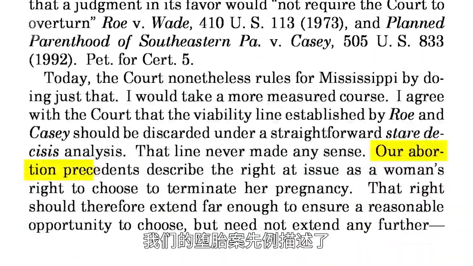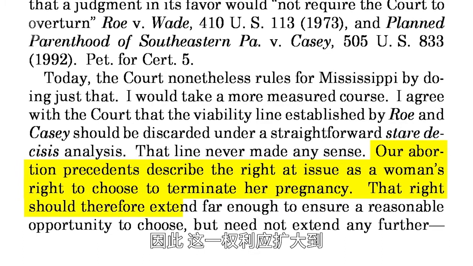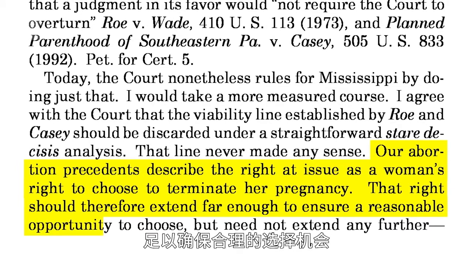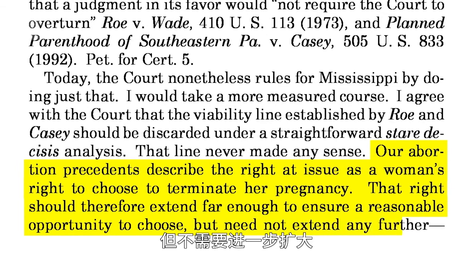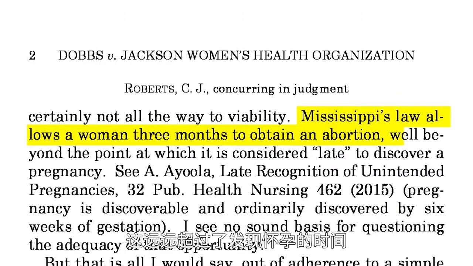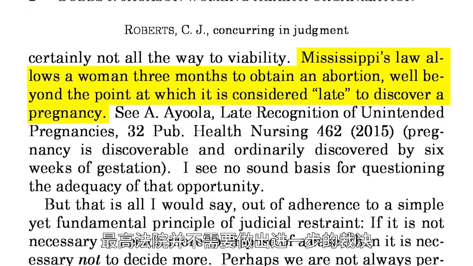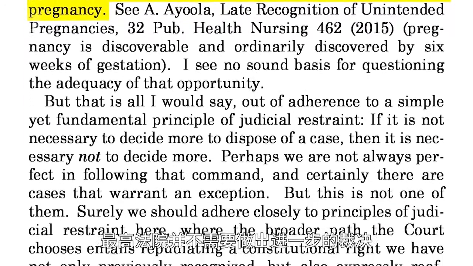Our abortion precedents describe the right at issue as a woman's right to choose to terminate her pregnancy. That right should therefore extend far enough to ensure a reasonable opportunity to choose, but need not extend any further. Mississippi's law allows a woman 3 months to obtain an abortion, well beyond the point at which it is considered late to discover a pregnancy. Roberts would not have decided anything more. For him, the question before the Supreme Court did not require anything more to be decided.